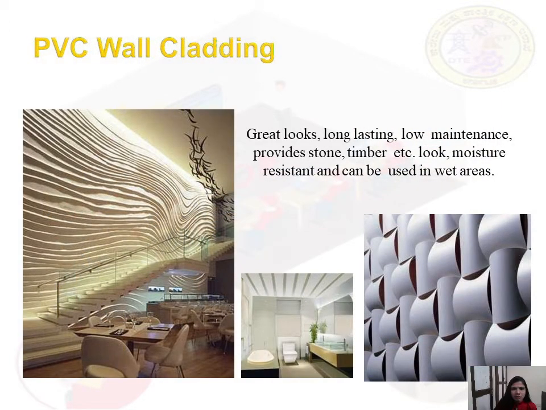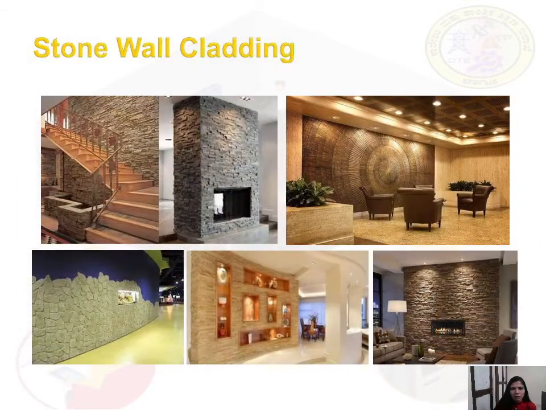This is the PVC cladding, which is made of polyvinyl chloride, that is plastic wall cladding, which is also an interior cladding. It looks great. It is long lasting, low maintenance, and it is moisture resistant and can be used in wet areas. The next is stone wall cladding, which is also an interior cladding.